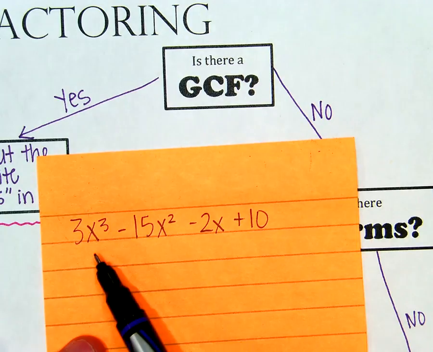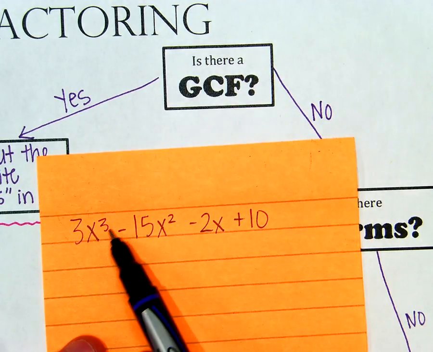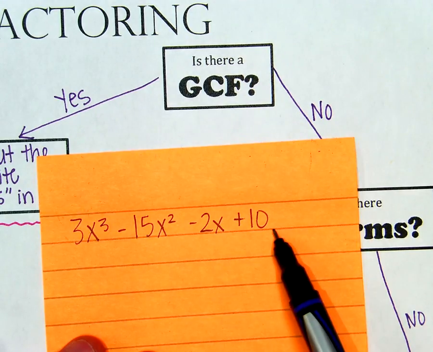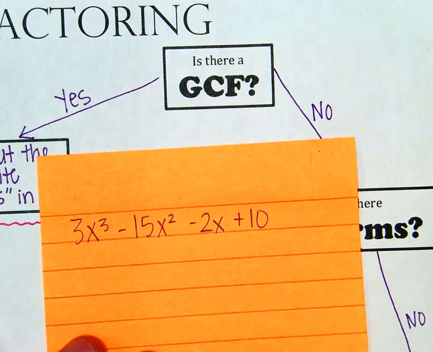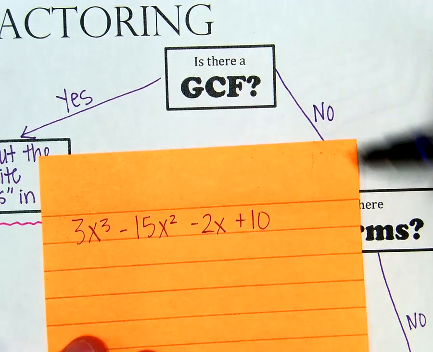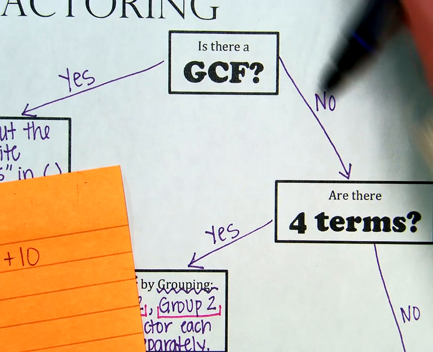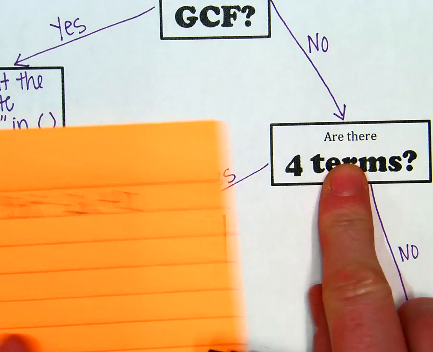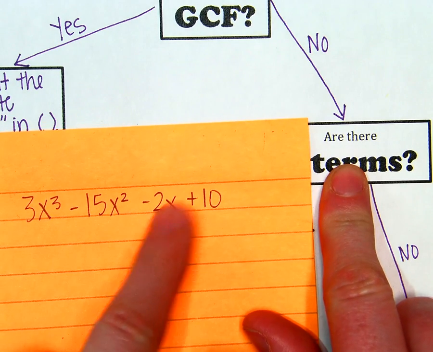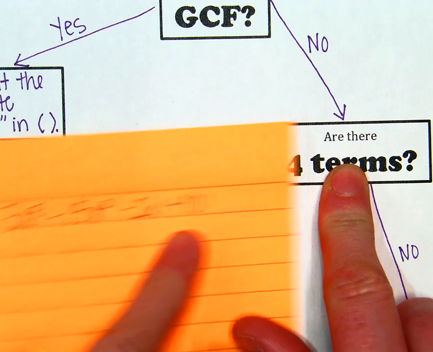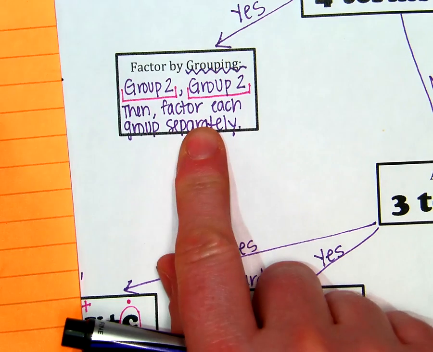And if I look at the letters as well, I've got x cubed and I have x squared and I have x, but this 10 doesn't have any x's. So they also don't have any letters in common either. So there's no GCF. That means I come down here and ask myself this question right here. Are there 4 terms? Well, this one has 1, 2, 3, 4 terms. It does. So this one has to be done as a factor by grouping problem.